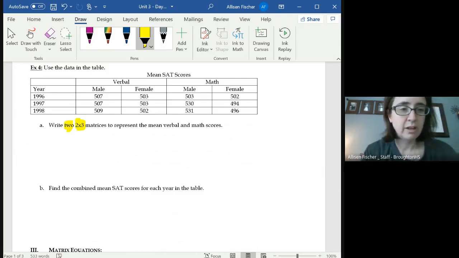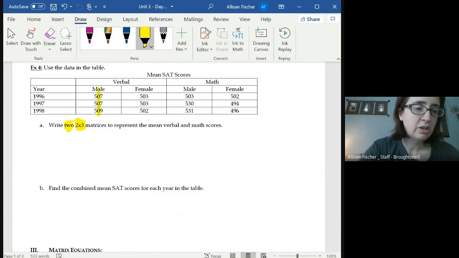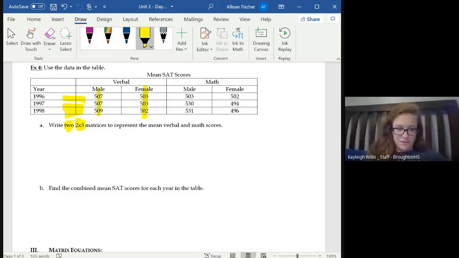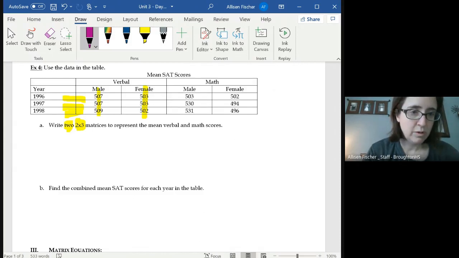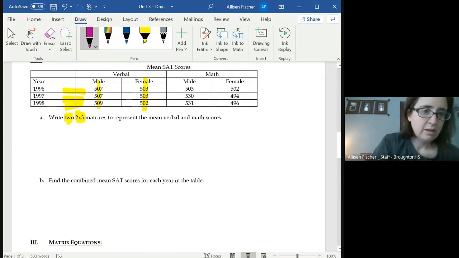So you need to read that very carefully. That means we want 2 rows, 3 columns. And the reason this is a little bit tricky is because right now when you look at these, it looks like they've got 2 columns and 3 rows. So they want this oriented the opposite way of what it appears on our paper. So 2 by 3 matrices. So that means we kind of have to flip this around.